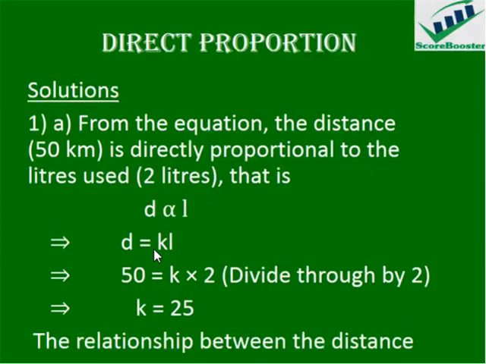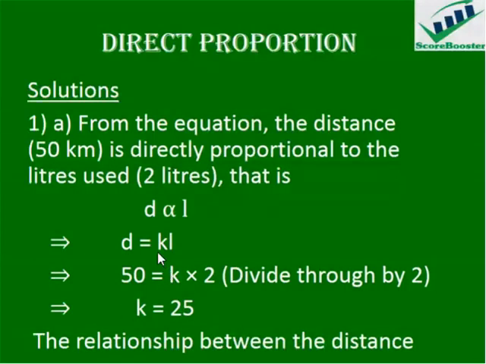So now here we are told that the distance is 50 kilometers, D is 50. We don't know the value for K, but the liters used for 50 kilometers is 2. So we have 50 equals K multiplied by 2. But we want to find the value of K, that is the value of our constant of proportionality. So what are we going to do? We divide through by the coefficient of K, which is 2. If we divide both sides by 2, we are left with K, and 50 divided by 2 is 25. So our constant of proportionality is 25.